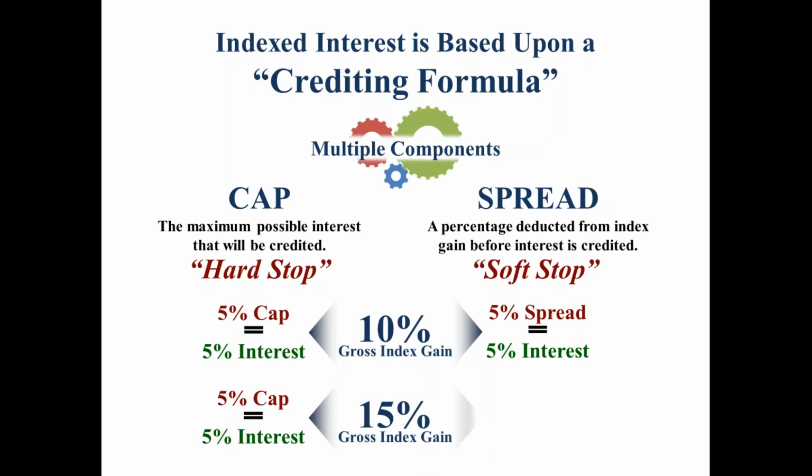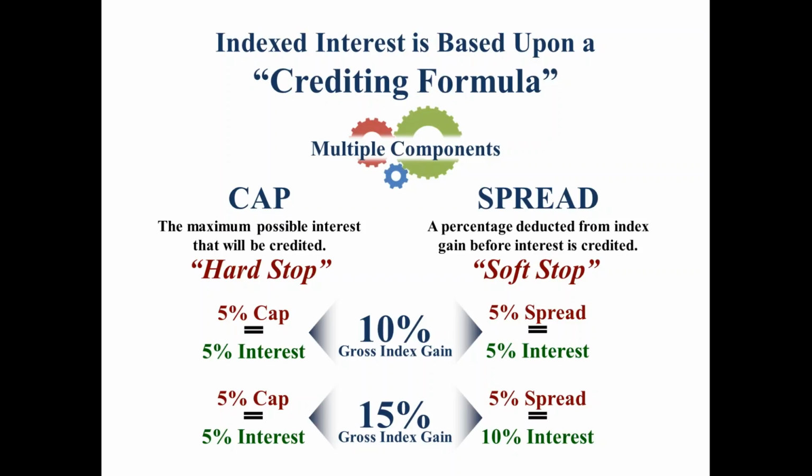But if my spread is still 5, and the index does 15, 15 minus 5 is what? 10. So a spread is a soft stop. It's still going to limit the interest that's going to get credited, but it's not a hard stop like a cap. If that index goes way higher, then my interest can go higher depending on what that spread looks like, okay? Everybody with me? Yeah, I got you.